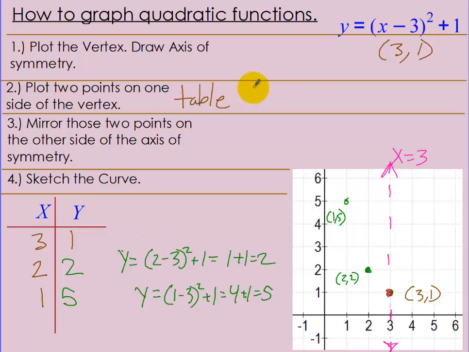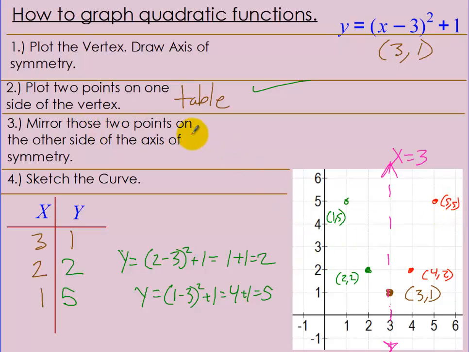Alright, now that you've plotted those points on the table, now I want to mirror those 2 points on the other side of the axis of symmetry. So that's the point of that axis of symmetry. So for example, this point right here is just 1 space to the left. Well, guess what? The mirrored version is going to be 1 space to the right. So I plot a point right there and I label it 4, 2. Over up here, this is 2 spaces to the left. I'm going to go 2 spaces to the right and label that 5, 5.